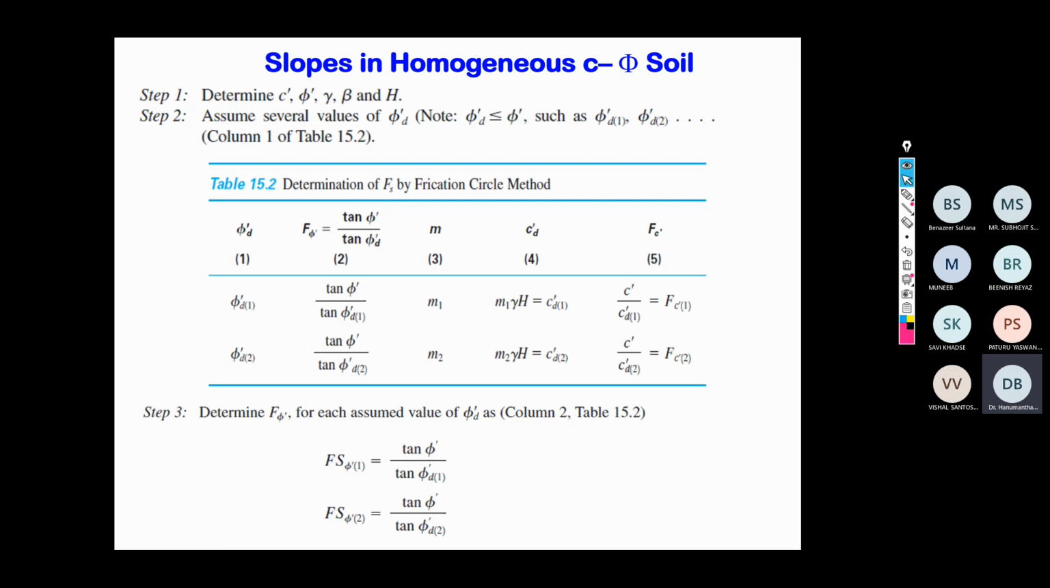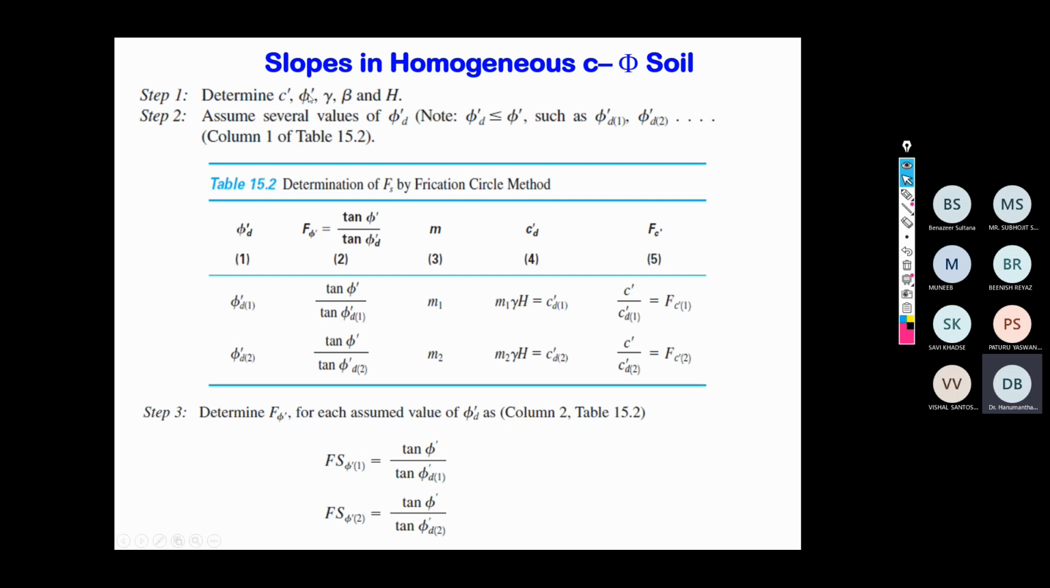In the next step, you need to assume an initial value of phi'd. You can understand it this way: phi' is the angle of internal friction at failure, whereas phi'd is the angle of internal friction which is required just to mobilize the failure, or it may be lower than that. So you need to keep on assuming those values.